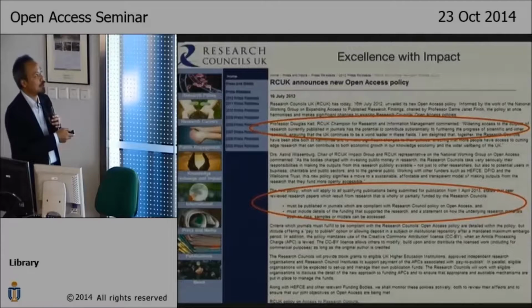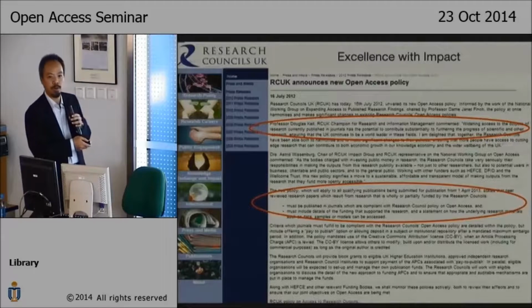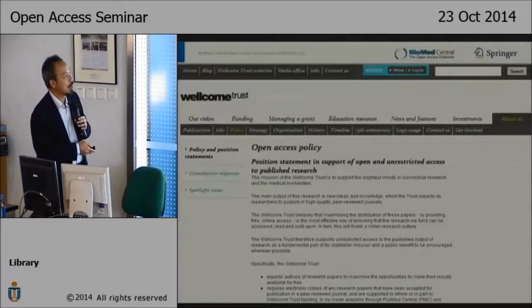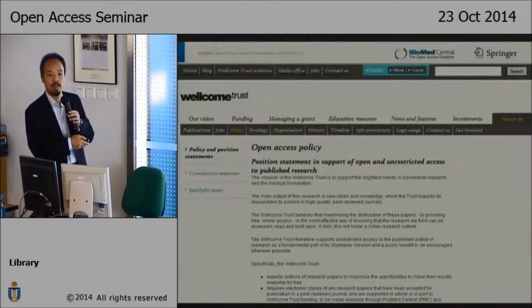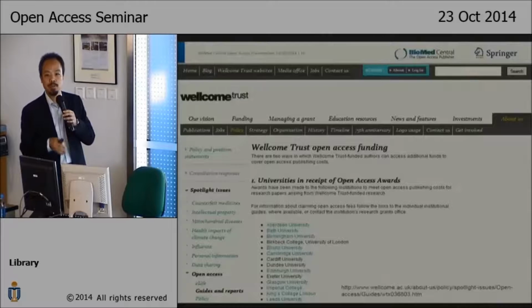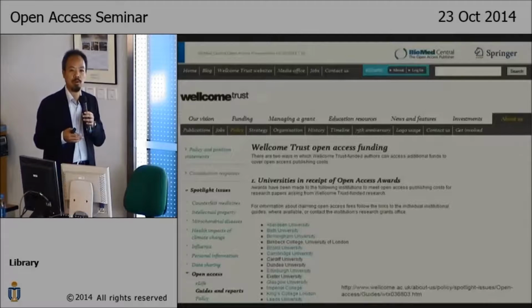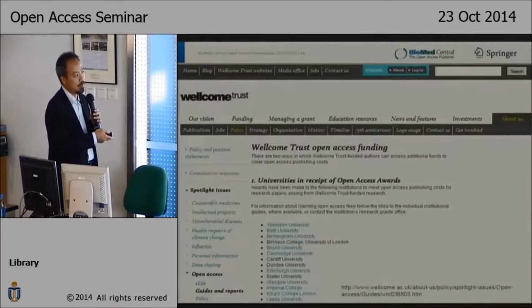Two years ago, RCUK from the United Kingdom also had an open access policy. The whole open access policy became effective last year, in April. Wellcome Trust, which is the second largest medical research funding body in the world, has an open access policy. They require all their funded research to follow their requirements on open access. They even have an open access fund. That means that if the researchers or the university do not have sufficient funding to pay the publication charge or the article processing charge, they can apply for that, but it's mainly for the UK.